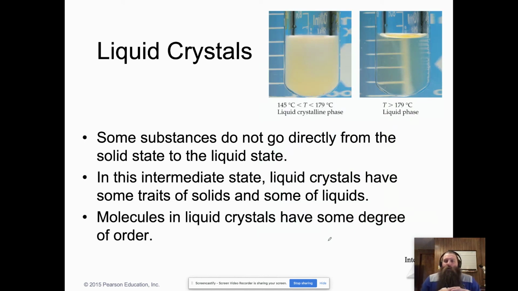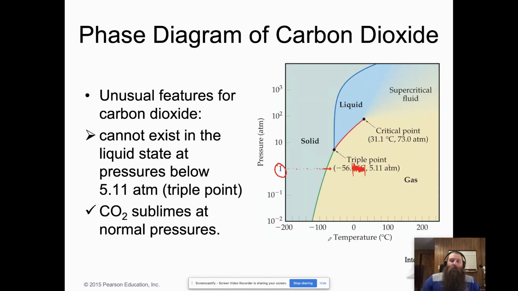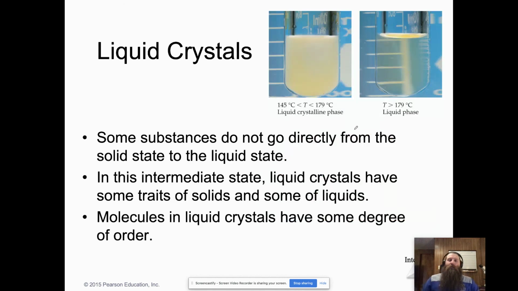Now, the last thing I want to talk about real quick is the liquid crystal and the fact that there is not always an easy transition, or a clean transition, we'll say, across that line. So some substances are not going to translate directly from a solid to a liquid. And they're going to have this little intermediate state, which we call the liquid crystal state. And it's going to have a couple traits of solids. It's going to have a couple traits of liquids. Another way to describe that is just to say that it has some degree of order more than a liquid, but less than a solid.